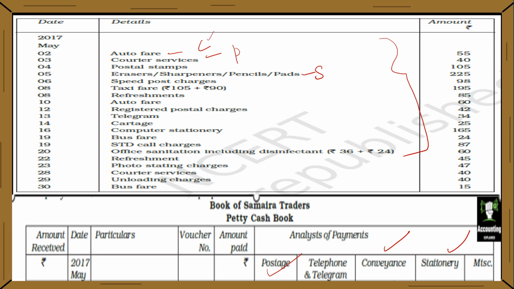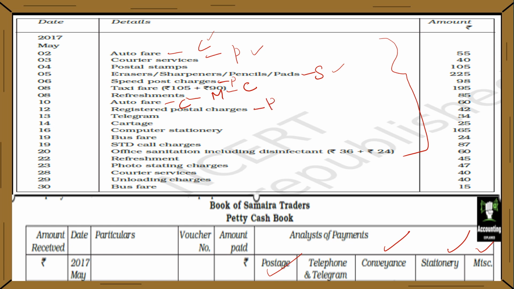Say C stands for conveyance, P stands for postage and S stands for stationery. Speed post charges will go under postage. Taxi fare will go under conveyance. Refreshments will go under the miscellaneous column. See, there are no more refreshments here, so we are taking it to miscellaneous expense. Auto fare will go under the conveyance column. Registered postal charges will go under the postage column.